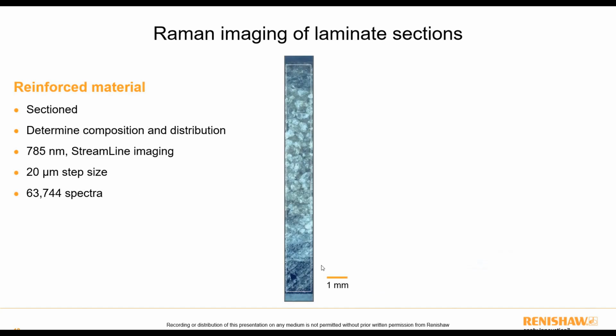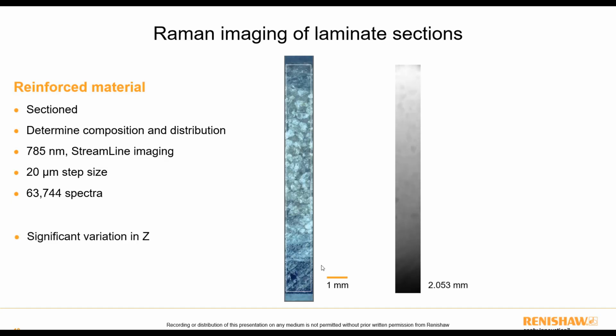Here's an example where we've got a sectioned material. This has actually been polished, and this is looking at a reinforced polyethylene resin. So here I'm actually using streamline imaging, and I'm using a different laser wavelength because of the information I'm looking to get from some of the glass materials. Here I've used live track. So live track's showing a variation.